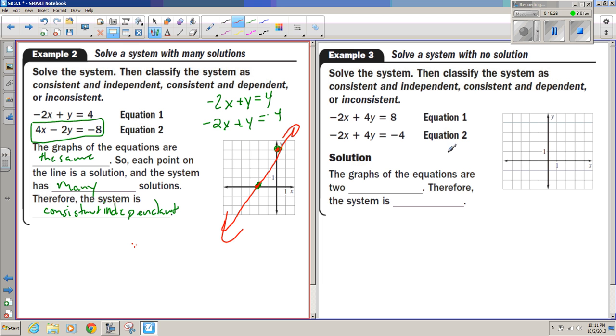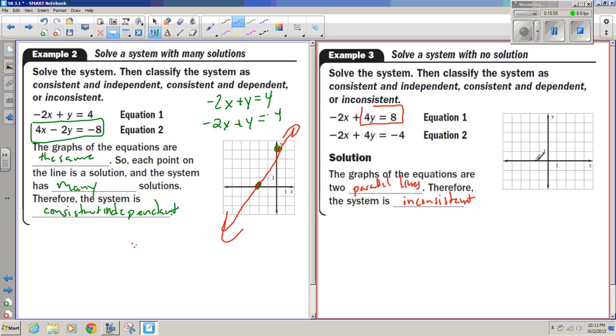So solve with no solution. No solution means they are parallel. So the graphs of the equations are 2 parallel lines, therefore the system is inconsistent. So, get rid of the x. 4y equals 8, that means y is 2. Get rid of the y. Your intercept is negative 4.